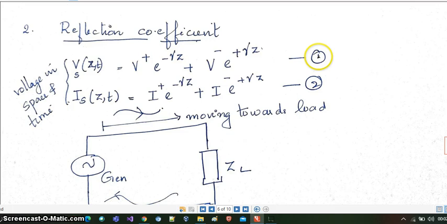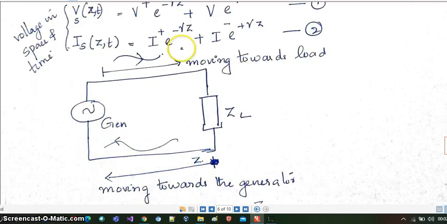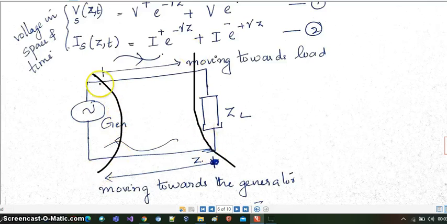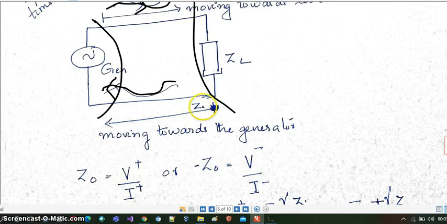Now this is a typical transmission line. This is the generator side. This is the load side. If the electromagnetic wave is moving in this direction, then you can see the wave is moving towards the load, and if the wave is moving in this direction, we can say it is moving towards the generator. And this point is taken as Z.